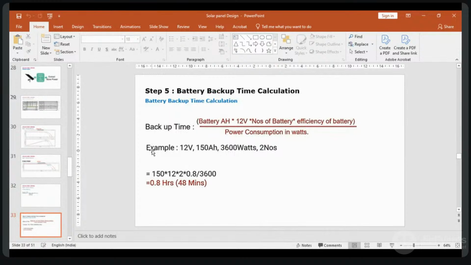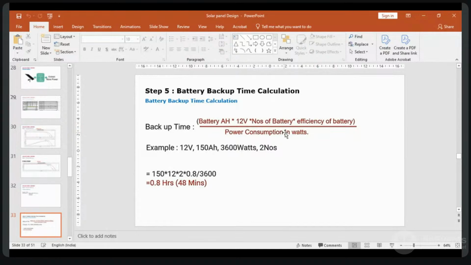So, and also battery backup time calculation. Battery backup time calculation means we need a battery ampere. Suppose this 12 volt ampere is not an inverter voltage. It is a battery ampere: 150 ampere and 12 volt, and the number of batteries will be 2. Efficiency will depend on the battery rating.